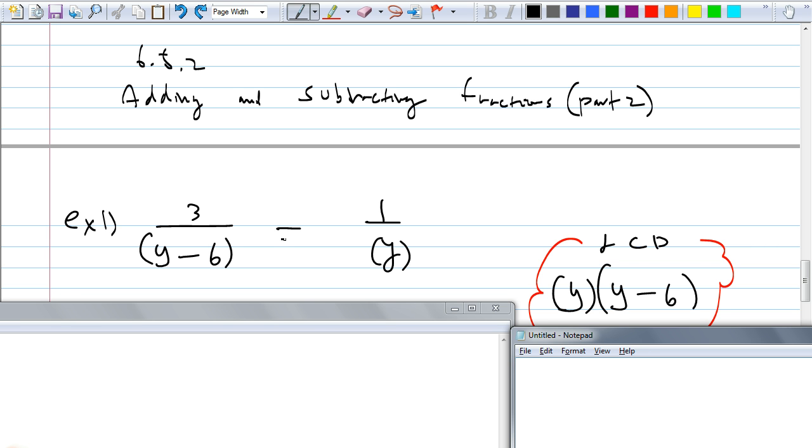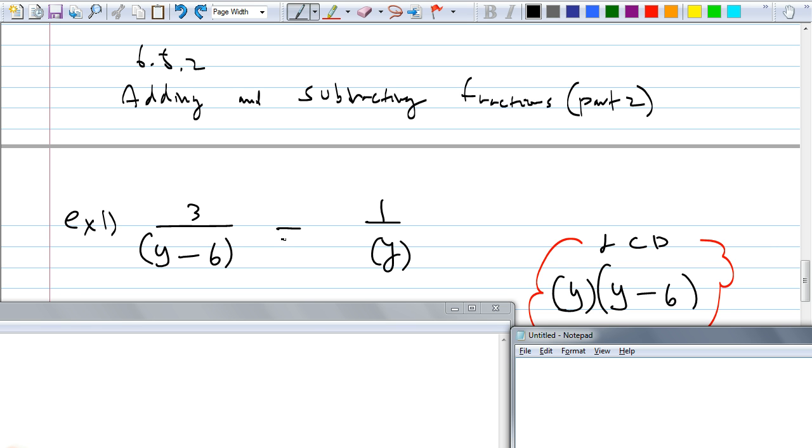By the way, this time the LCD happens to be the product of the denominators. You know why that happens? When is the LCD the product of the denominators? When they have no common factor other than 1. Exactly right. Just like 1 over 2 and 1 over 3. If there's no common factor, you know the LCD is 6, 2 times 3. Same idea. Does that make sense?